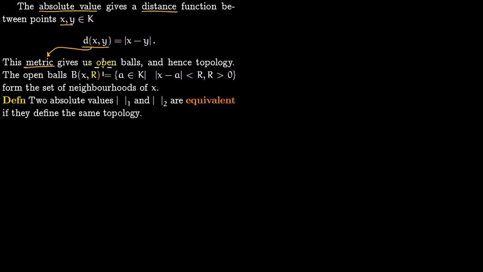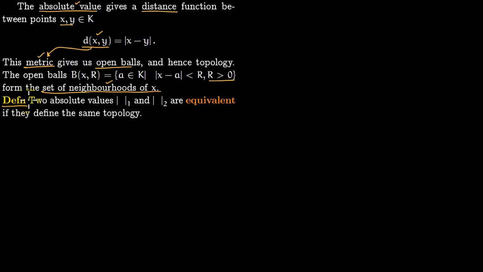This metric will give us open balls, and because you have open balls, we will have topology. The open ball looks like this. The center of the ball is x, so it is the set of all points which lie within the distance r, and this r is greater than 0. This is exactly like what we do in analysis. You form balls around point x. These open balls give us the set of neighborhoods of x. So again, absolute value gives you distance, distance gives you metric, and metric gives you the set of open neighborhoods.